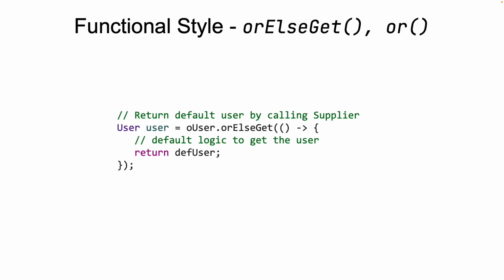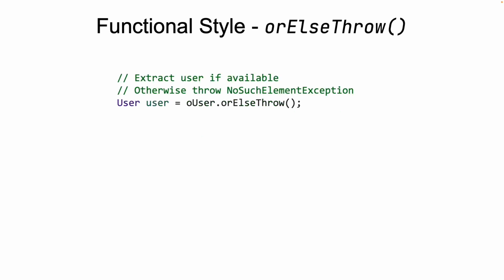Now, sometimes the user simply wants to throw an exception if the optional is empty. What can we do about that? We can use the orElseThrow method to return the user if available. Otherwise, simply throw the default NoSuchElementException.